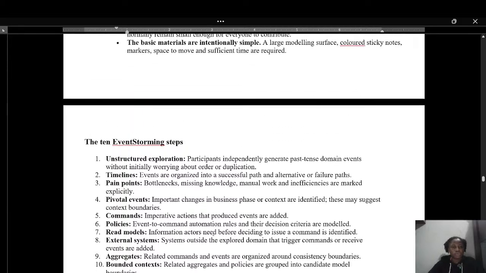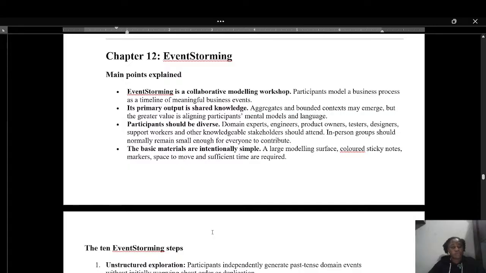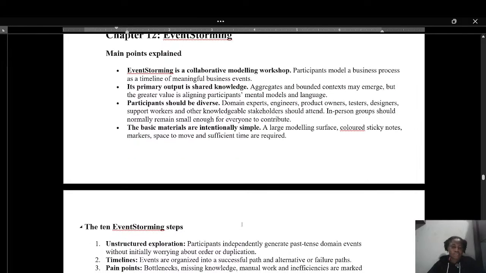So according to this book, that is what this book also explains. So event storming can be done when you want to build an application from scratch, when you want to modernize a legacy application, when you want to build a data engineering, data platform from the beginning. So it can be done when you want to build a data platform, build an application from scratch, or modernize a legacy application.